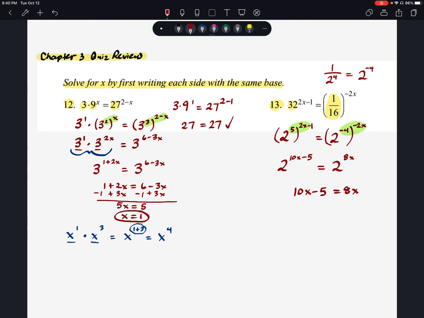So we've got minus 10x from each side. Negative 5 is going to equal negative 2x. We'll divide by negative 2. And it looks like x is going to equal either 5 halves or 2.5. And that would be our answer. Again, pretty easy to check. You can just plug it in. For time's sake, I'm going to let you do that on your own.